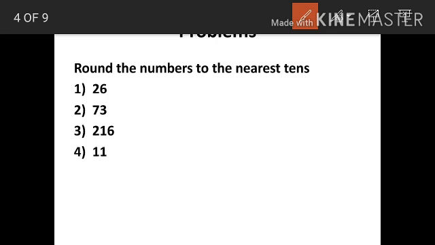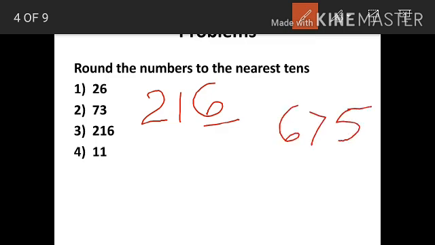Now, what about the next one? The number is 216. We know that the digit at ones place is 6. 6 is greater than 5. So, obviously, we have to add 1 to the tens digit. If we are adding 1 to the tens digit, we get it as 2.